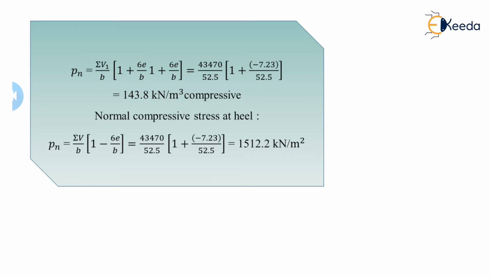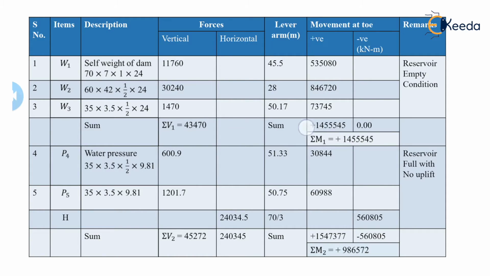And similarly find out the normal compressive stress at the heel section. Here we just have to change the sign. So the equation remains the same: summation of vertical forces divided by B into bracket 1 minus 6e upon B. Substitute the values again and finally we will get the value as 1512.2 kilonewton per meter square. Again this value is within the permissible value, so the dam is safe in the compressive zone.